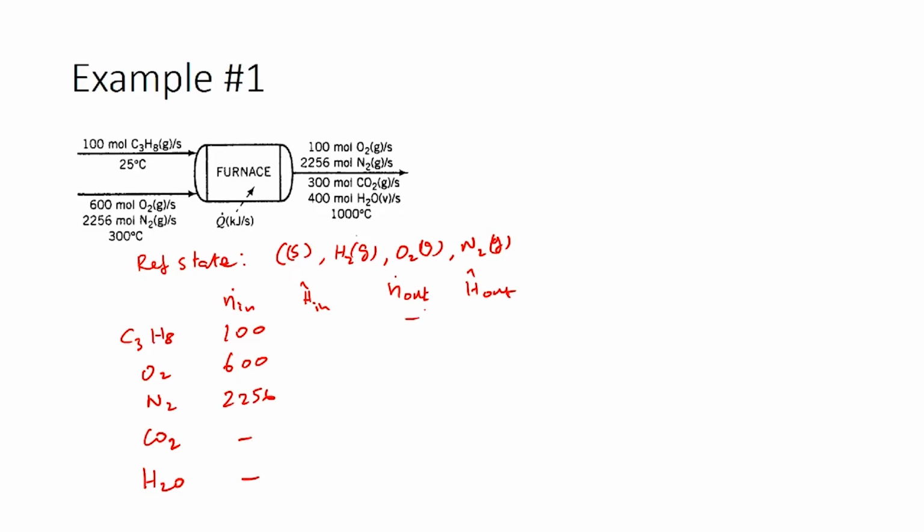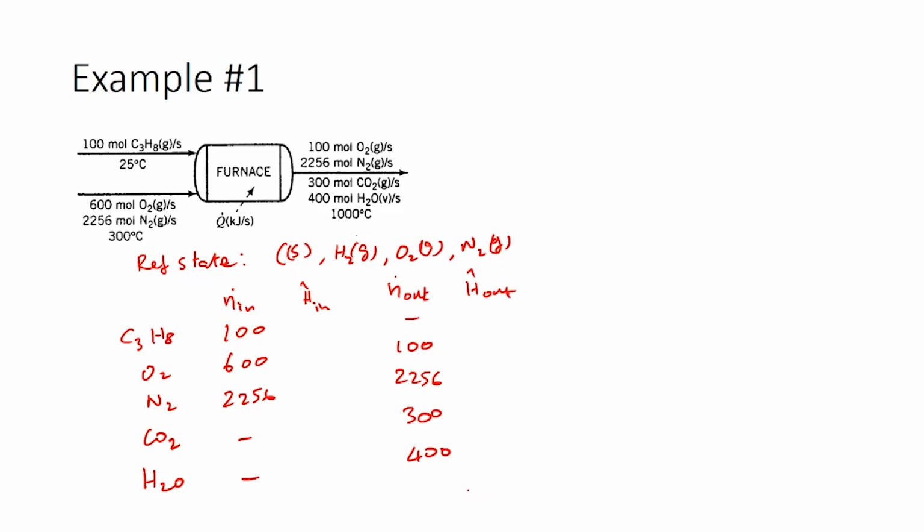You do not have any propane leaving the system. You have 100 moles of oxygen, 2256 moles of nitrogen and 300 moles of carbon dioxide and 400 moles of water leaving the system. So, here we now need to identify which enthalpies will go to 0.